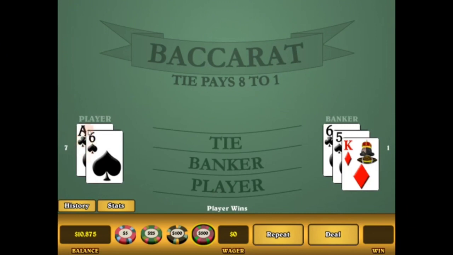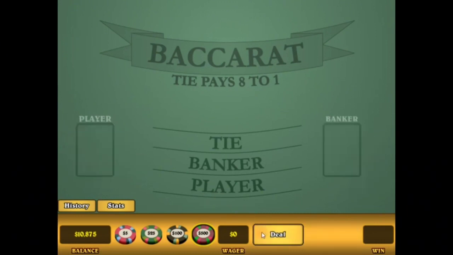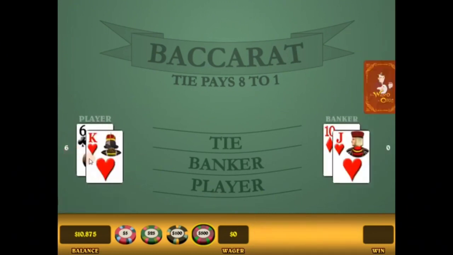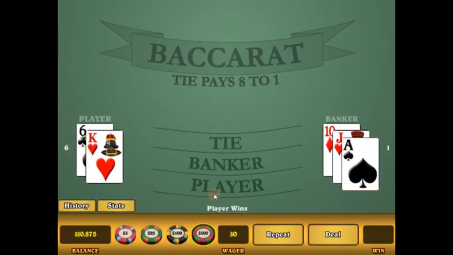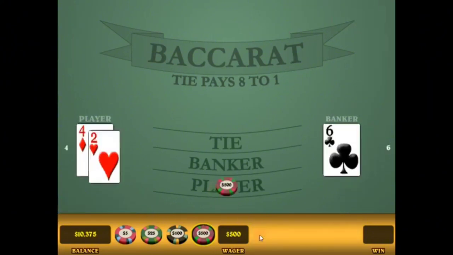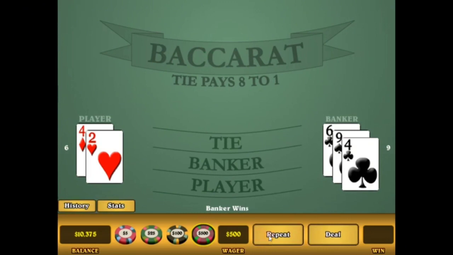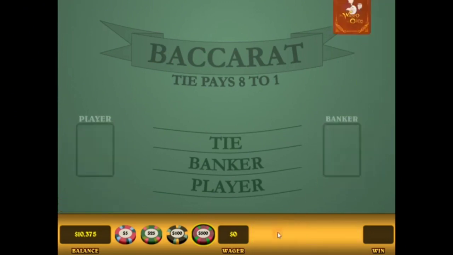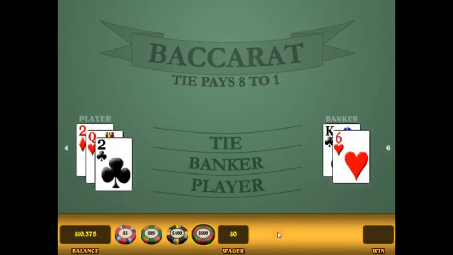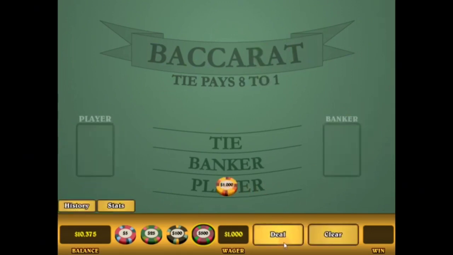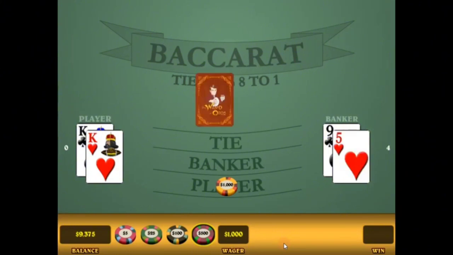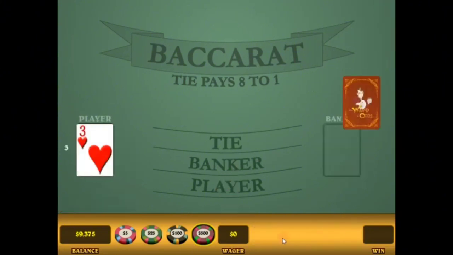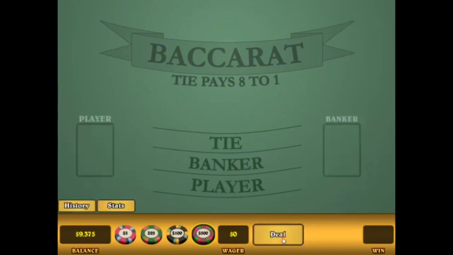So player 1. Okay, now we don't care whether it wins or loses, but player is going to give us our read. Okay, so now it's an even. All right, so we lost. Now banker 1. And banker shows another even. Okay, that lost.